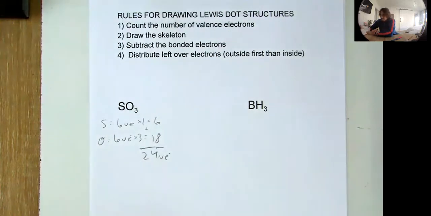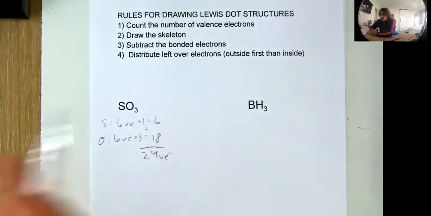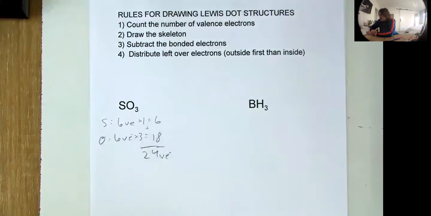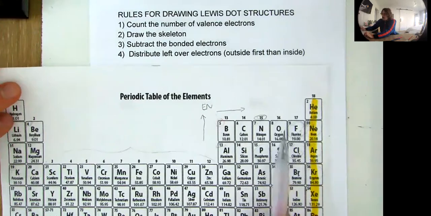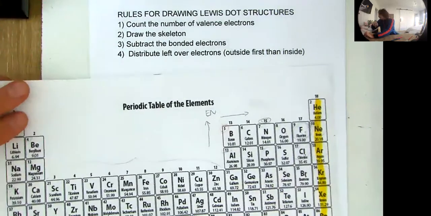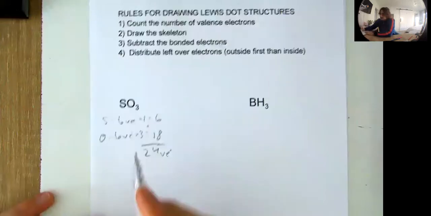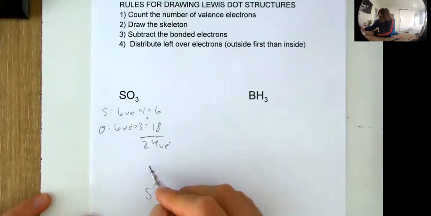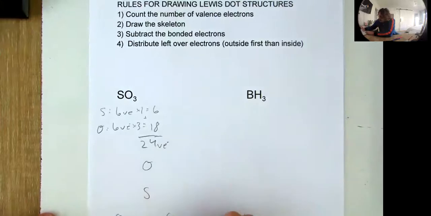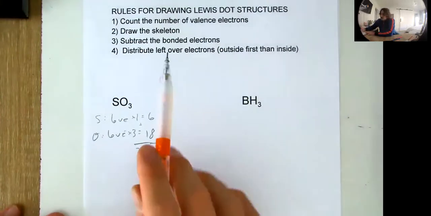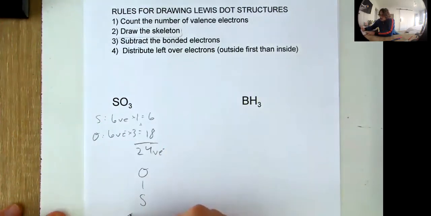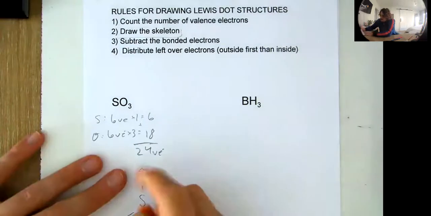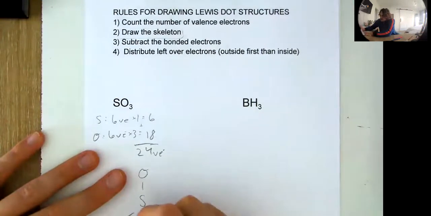The more electronegative atom is the oxygen because it's higher up on the periodic table than sulfur is. Right here, see, there's oxygen, there's sulfur. So oxygen is further up, meaning it's more electronegative. So the sulfur goes in the middle, and the oxygens go on the outside. Okay, step number 2 is to draw the skeleton. So just draw single bonds between the atoms. That was a bad line.